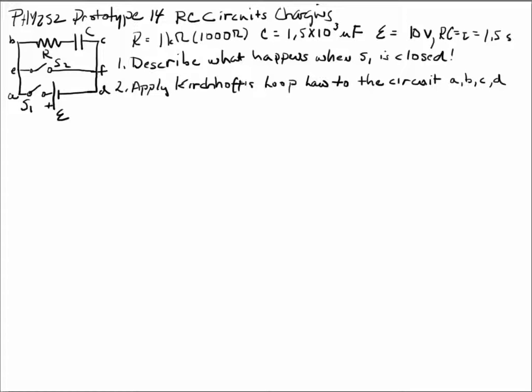Now, let's apply Kirchhoff's loop law to the circuit, going around the path A, B, C, D, and back to A. Once again, pause the video and try to obtain Kirchhoff's loop law. Well, that gives us the equation: the EMF minus the potential difference across the resistor minus the potential difference across the capacitor must equal 0.